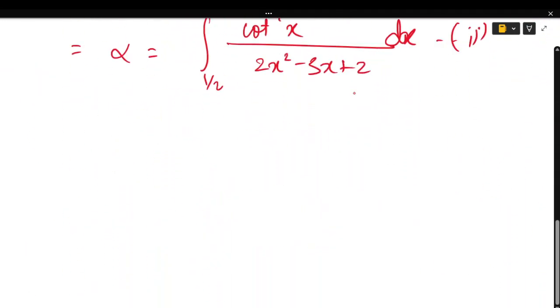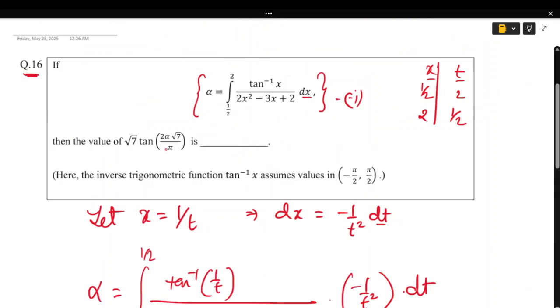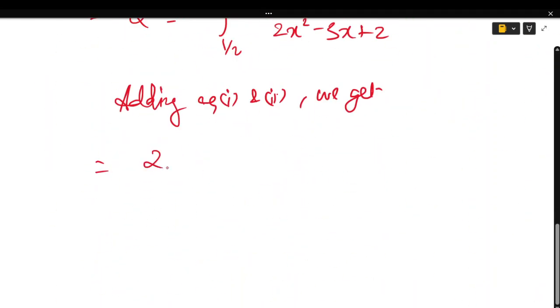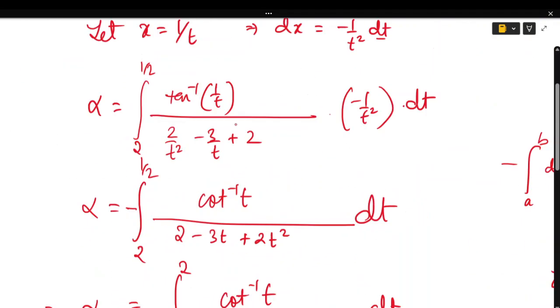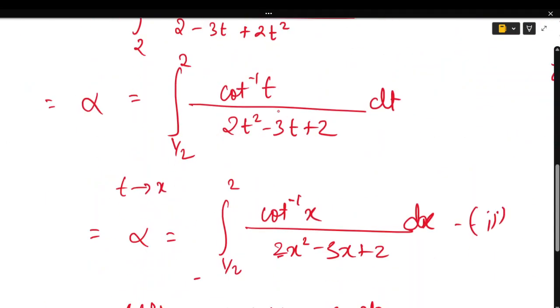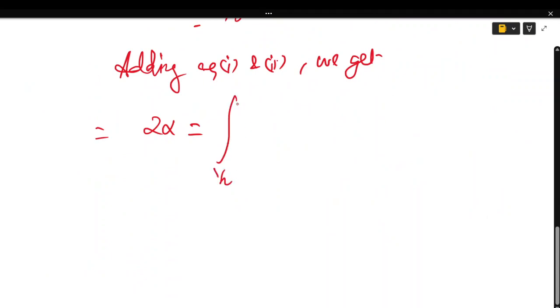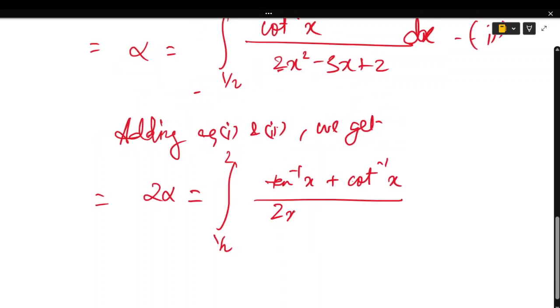If we add the two equations, adding equation first and second, what we get? We get alpha plus alpha, means left hand side alpha alpha you will add, it will get 2 alpha. And since the limits 1 by 2 to 2, 1 by 2 to 2 are the same, we can simply add up, and the denominator is also the same if you notice carefully. So it will be nothing but integration 1 by 2 to 2 of tan inverse x plus cot inverse x, and in the denominator part we have 2x square minus 3x plus 2 dx.